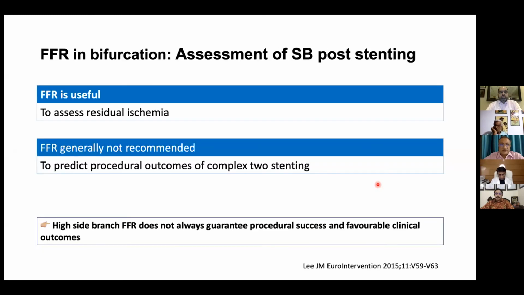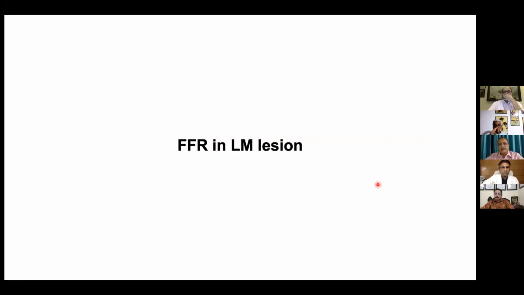And lastly, once you have done the side branch stenting, you need to look at the residual ischemia in the side branch, and it is not recommended overall to look at the complex outcomes of two-stage stenting. So high side branch FFR does not always guarantee procedural success, but mostly has a favorable clinical outcome. So this is another subset.